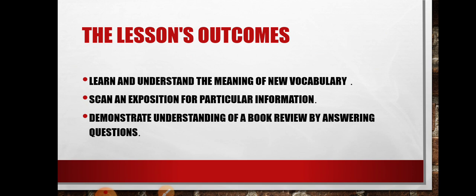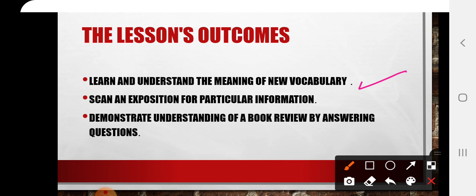Now, before we go through the lesson, let's take a look at the outcomes of the lesson. The lesson's outcomes are: you are going to learn and understand the meaning of new vocabulary, so we have some new vocabulary that we have to learn; scan an exposition for particular information, and we are going to talk about the blurb of a book; and demonstrate understanding of a book review by answering questions. So we are going to read a review of Oliver Twist and then answer some questions about it. Today, inshallah, we are going to deal only with the first and the second outcomes.